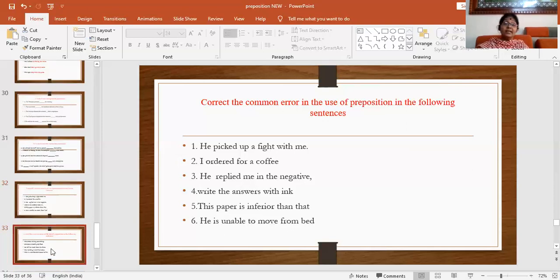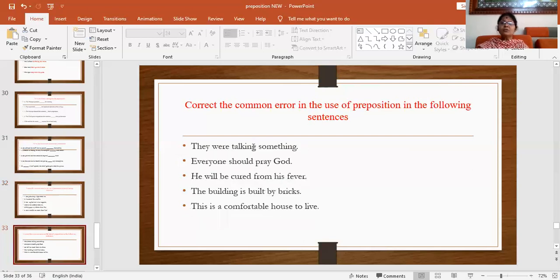That is another error we make. They were talking something. We always say that, but we should use the preposition about over here: they were talking about something, right? Everyone should pray God. No, everyone should pray to God. It should take the preposition to. He will be cured from his fever, right? It is, he will be cured of his fever. He is suffering. When you have the word suffering, then you should say from, right?